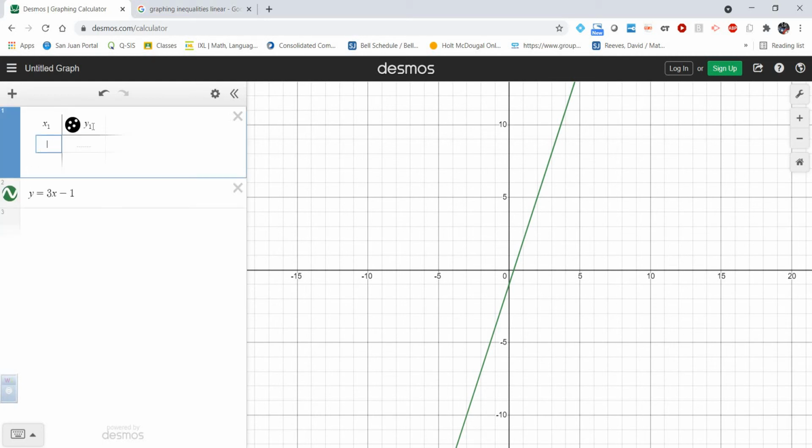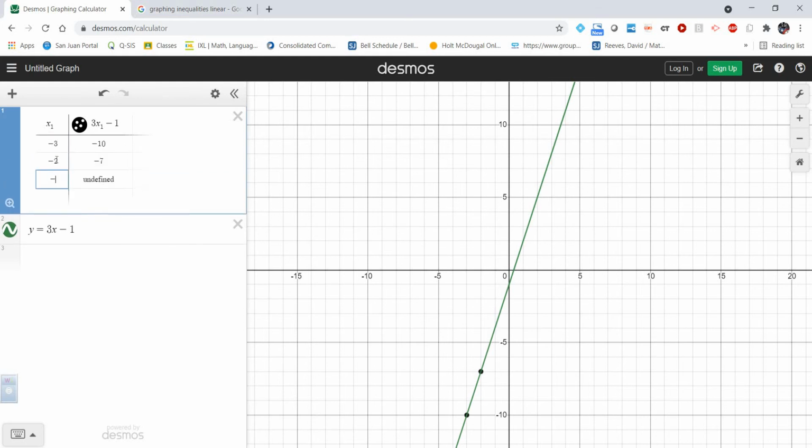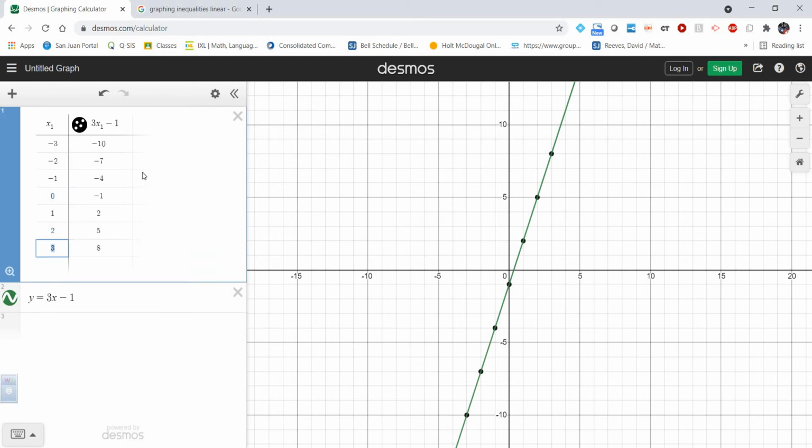I'm going to do this real quick. I'm going to put that expression right here, 3 times x minus 1, and let's just put in some values. How about -3, and then -2, and then -1, and then 0, 1, 2, 3. So nice that it populates it for me.